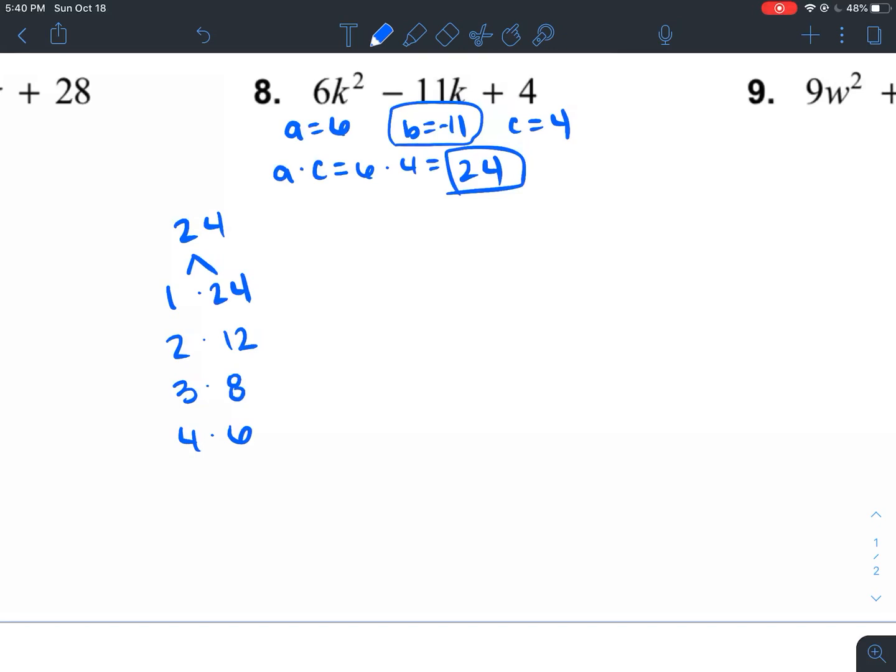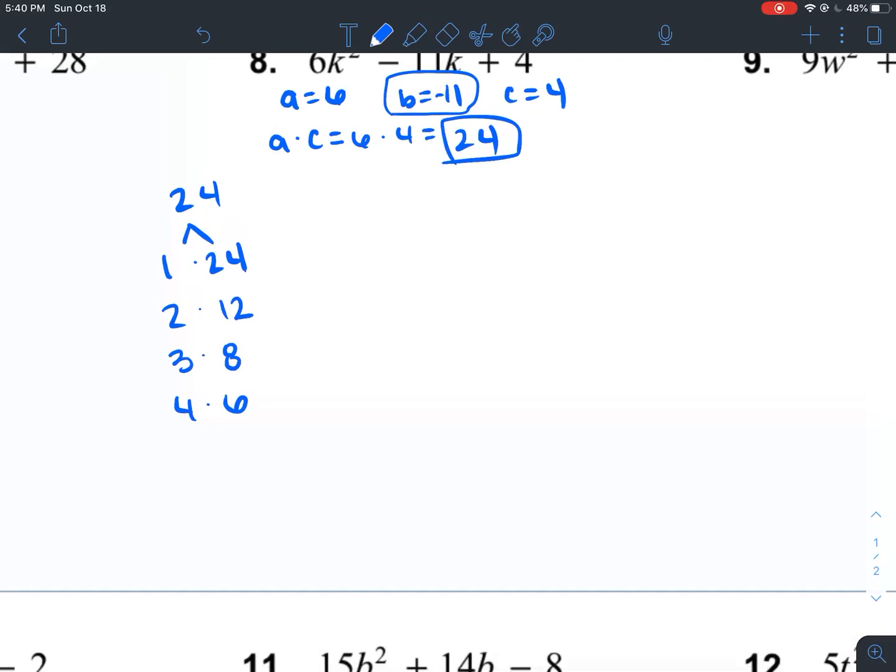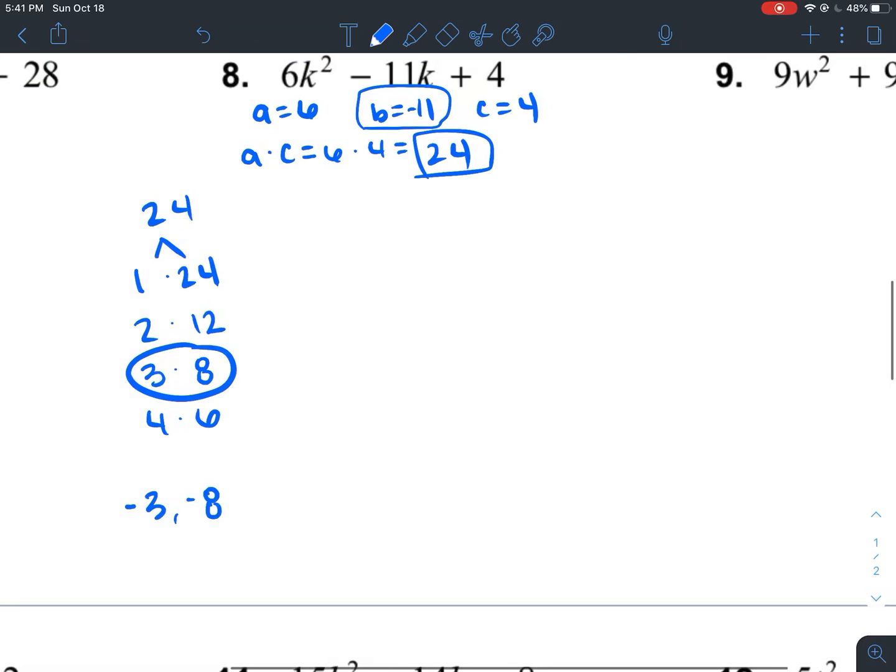Okay? So these are numbers that multiply to be a times c. Now let's think about a pair that add to be negative 11. So in that case, it would have to be this right here, where it'd be negative 3 and negative 8. Because together they multiply to be positive 24, but add to be negative 11. So this is where things would be a little bit different, okay?